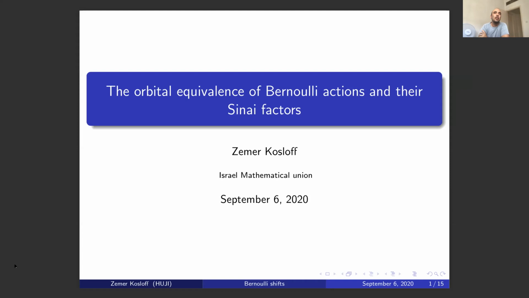I would like to use this time to summarize some work that I've been involved with co-authors about the orbit equivalence classification of Bernoulli shifts, and mostly the recent work with Terry Hsu. But I would like somehow to start by surveying what is the model that we're going to be talking about.